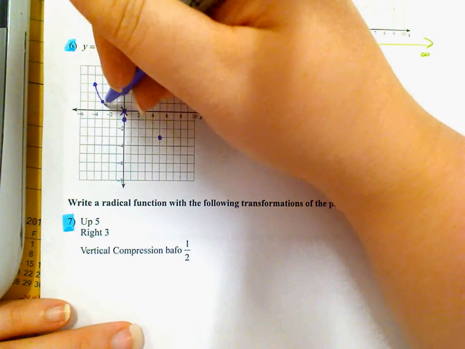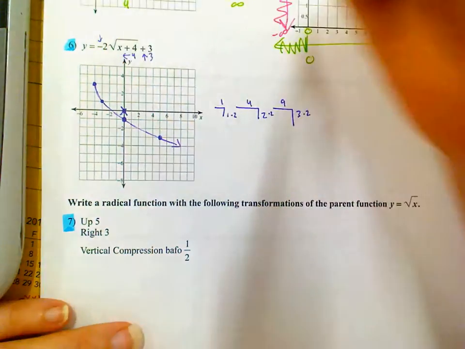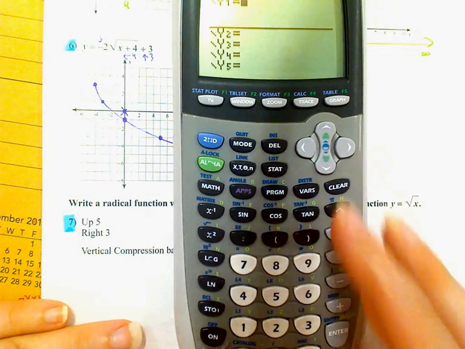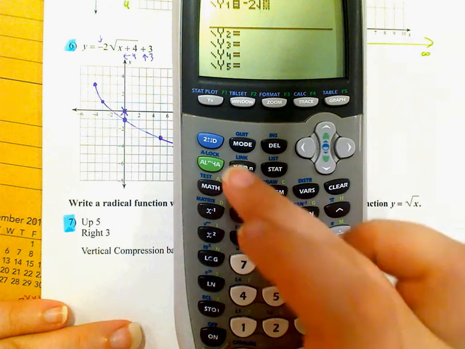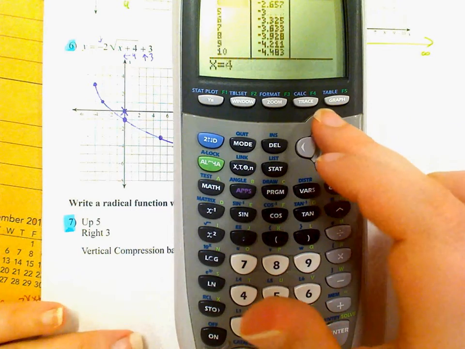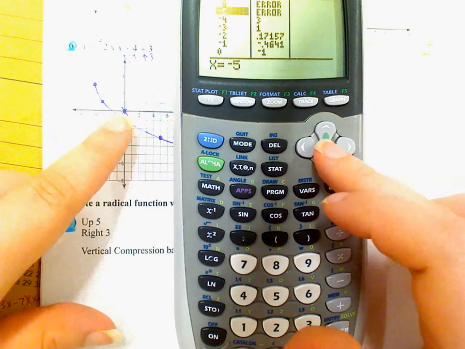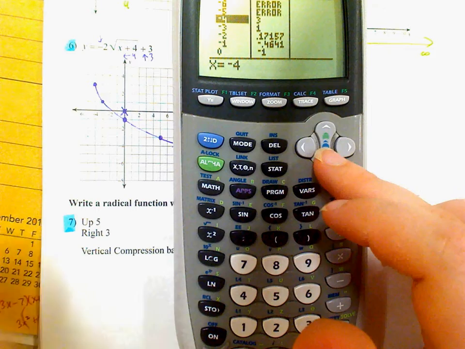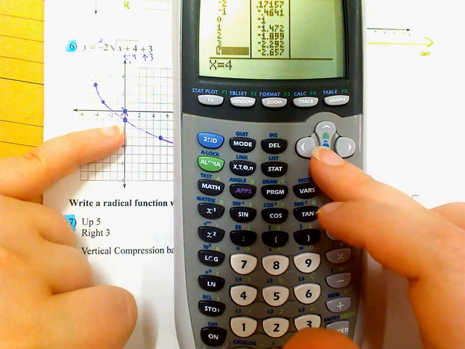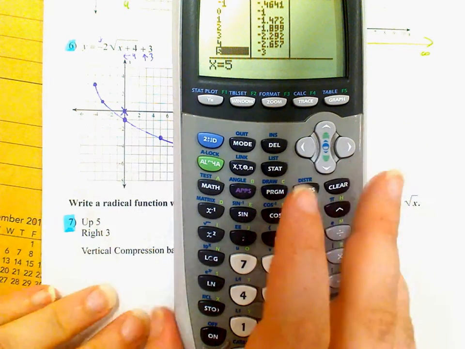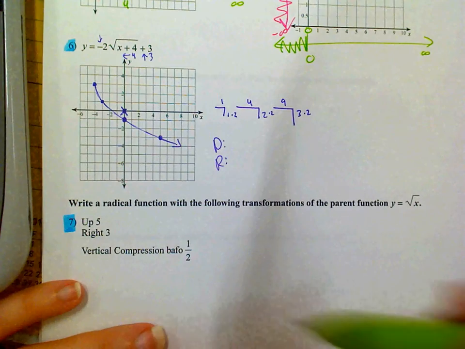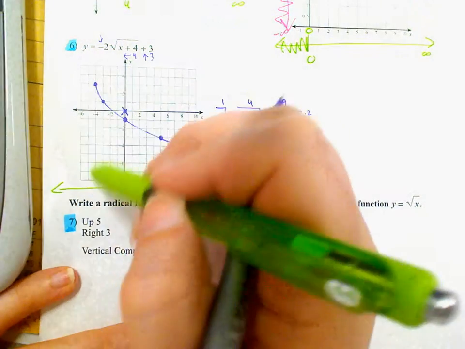All right. So remember, if I'm unsure about it, negative 2 times the square root of x plus 4. And then plus 3. So I go to my table, and I see that negative 5 does not exist, and negative 4 is the first point, and that's at positive 3, and then positive 1, and then at 0 I'm at negative 1, and then at 5 I'm at negative 3. Okay? And then domain and range. So domain is left to right. The farthest to the left I go is negative 4. So we're talking negative 4 to infinity.